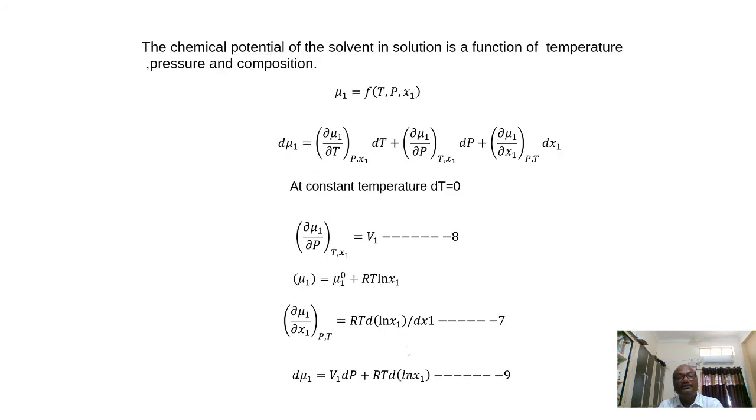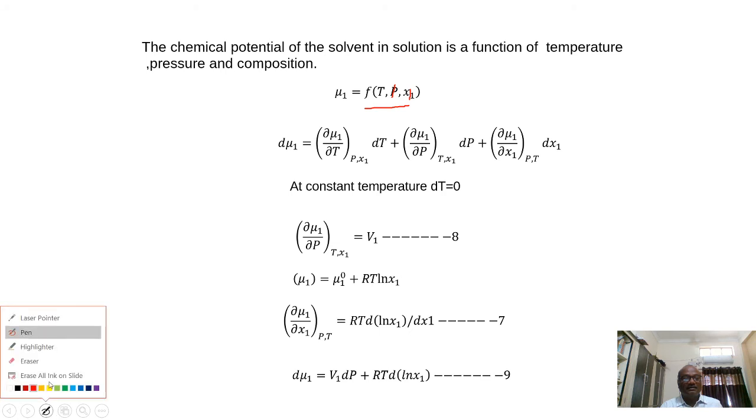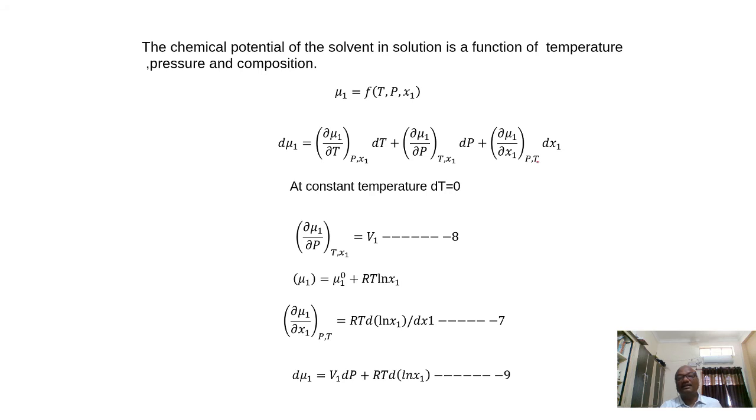So what we did, you see, the chemical potential of the solvent in solution is a function of temperature, pressure and composition. So we are calculating the change in chemical potential of the solvent in the solution. For that we do partial differentiation: ∂μ1/∂T at constant pressure and mole fraction into dT, meaning these are constant and we differentiate with respect to T. Similarly, we differentiate with respect to P by keeping T and x1 constant. Then we differentiate with respect to x1 by keeping P and T constant.